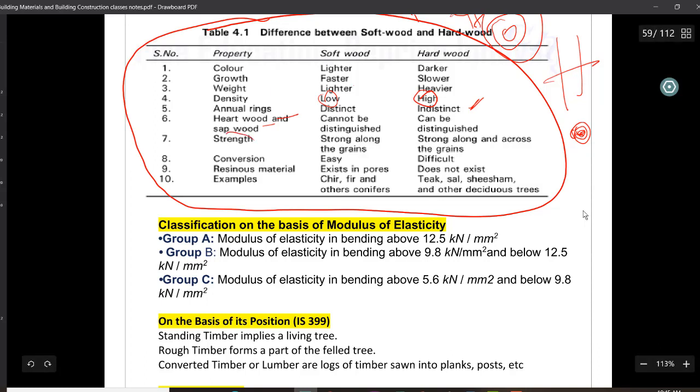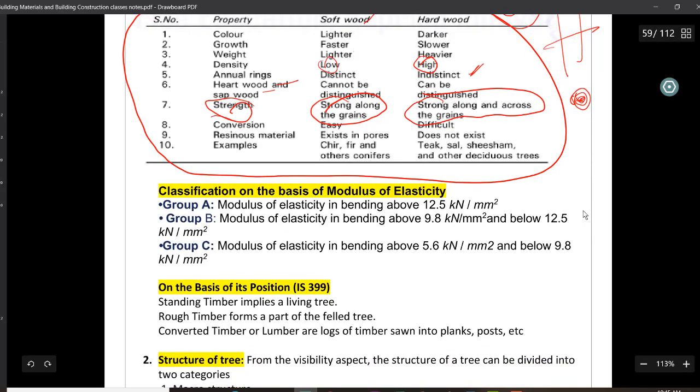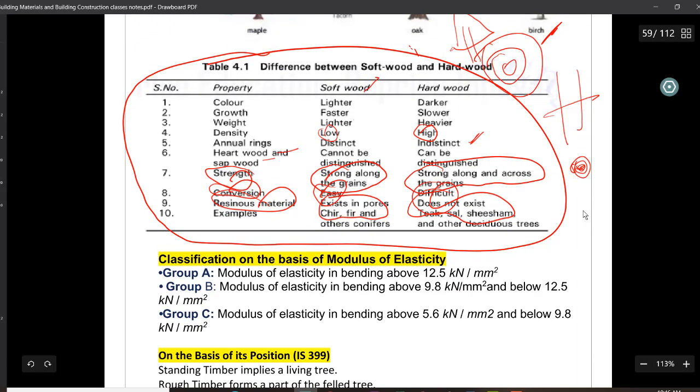And strength, obviously which has more strength? Hardwood will have more strength, whereas softwoods are strong only along the grains, whereas hardwood is strong along and across the grains. Now coming to conversion. Conversion means cutting into timber, logs, whatever. Cutting will be easy when it comes to softwood because they are soft in nature, whereas in hardwood it will be difficult, right? And resinous material, meaning gum type material, will be more in softwood, existing in pores of chair, fir, etc. Whereas in hardwood you won't be getting those resinous materials. I hope it is very clear, right? So what is this heartwood, sapwood?